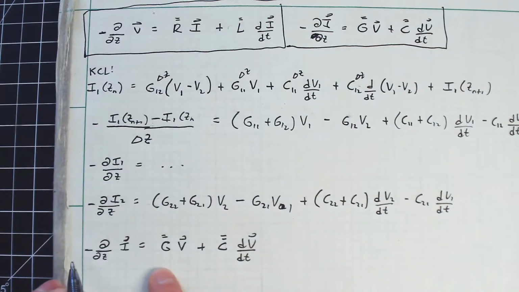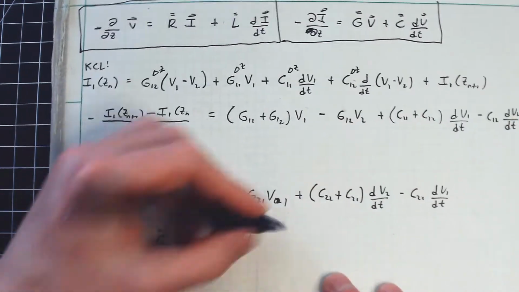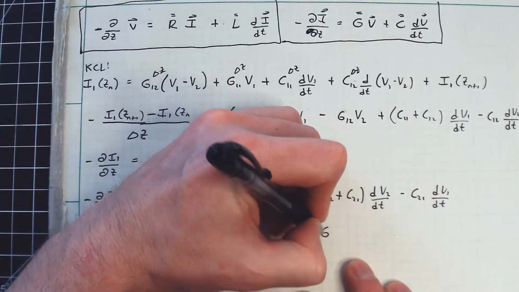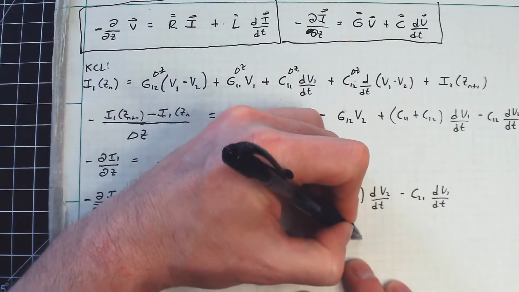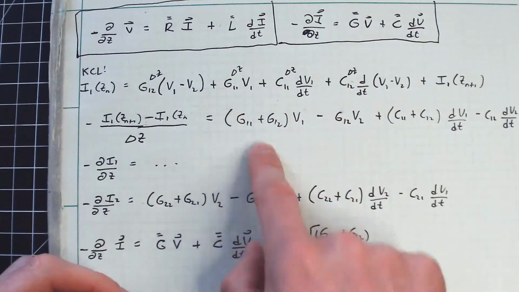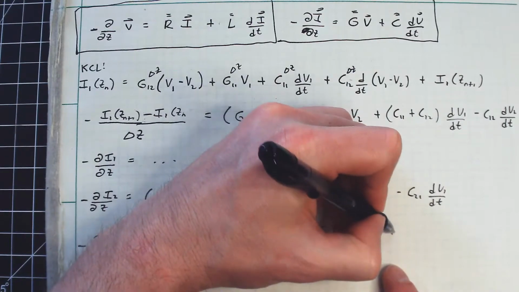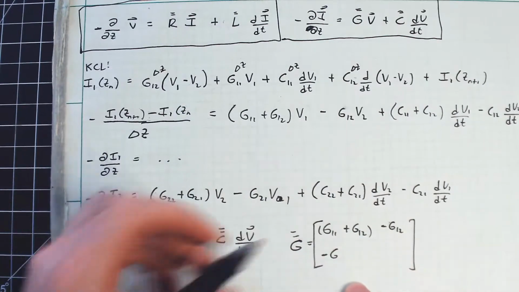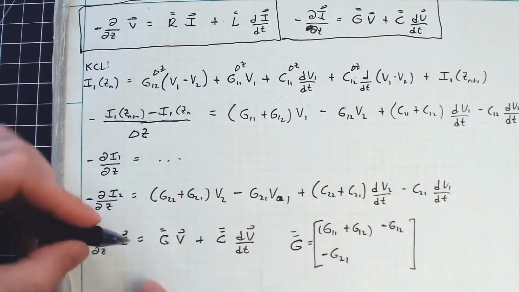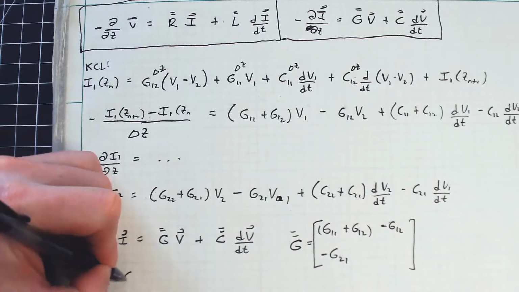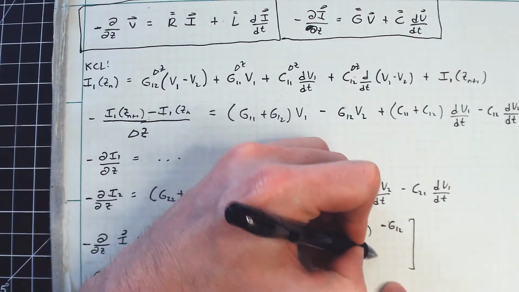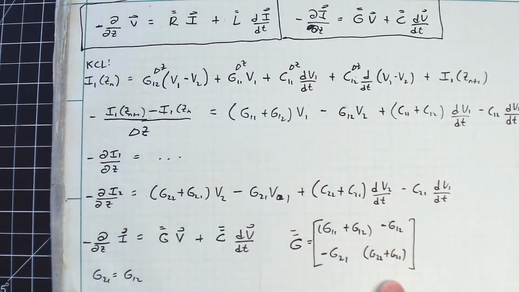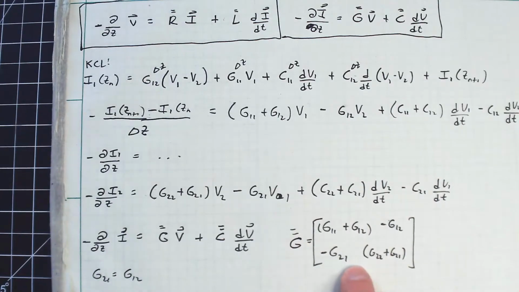So the only difference here now is these two matrices are a little bit differently defined. So my G matrix looks like this. I get a G11 plus G12, like that. That's my first element. And then there'll be a negative G12, and then I get a negative G21, but they're identical. So we can just make a little note here: G21 is equal to G12. And then I'll get a G22 plus G21 down here.